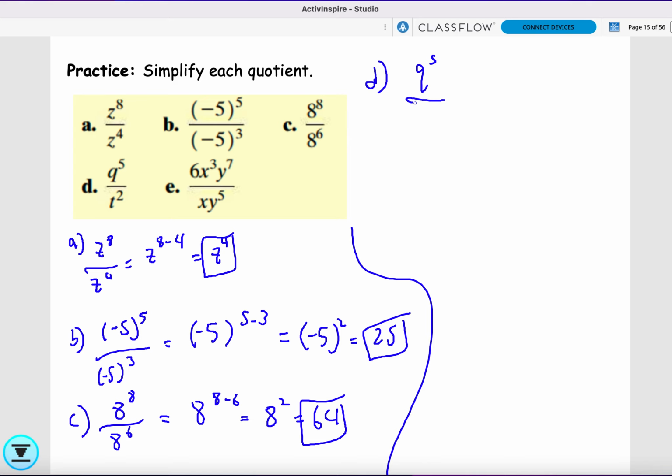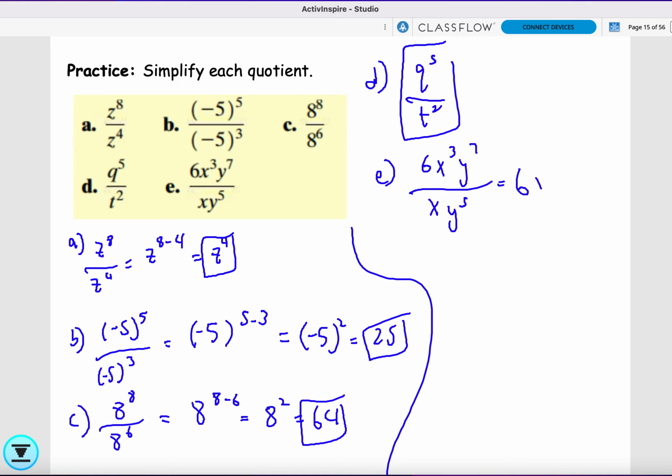D, it just stays 2 to the q to the 5th t squared because they're different letters. We cannot subtract them. But then E, we have 6x cubed y to the 7th over x y to the 5th. So the 6 stays the same, right? But the x, what are we subtracting? We have 3 over 1, so it'll be 3 minus 1. The y will be 7 minus 5, right? The top minus the bottom. The top minus the bottom. So we go ahead and get equals to 6x squared y squared, and we're done.